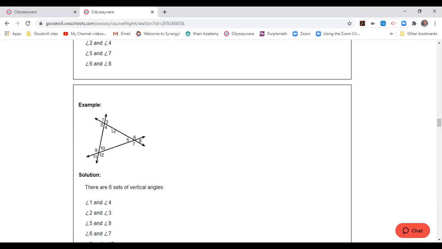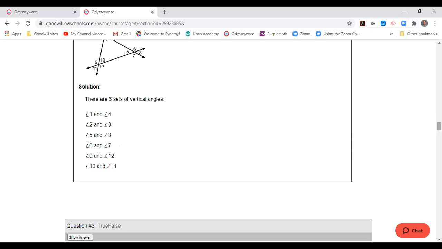Doesn't matter how many intersections you create, you're still going to create vertical angles. As long as it's just two lines intersecting, you still have that relationship of the opposite angles, the one directly across from it being congruent. 1 and 4, 2 and 3, 6 and 7, 5 and 8, and so on. 9 and 12, 10 and 11. That's all they're showing you here, and that's reflected in the way they've identified those pairs.